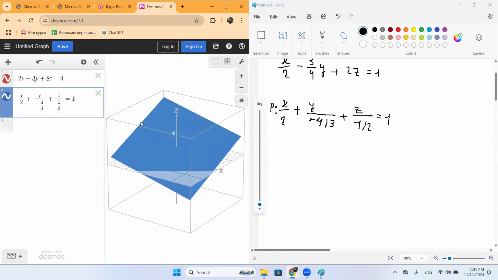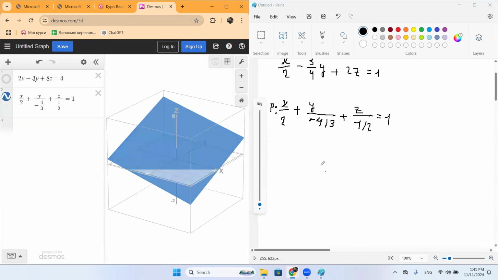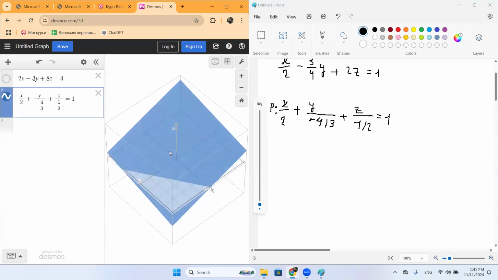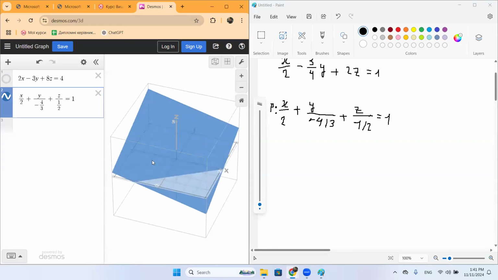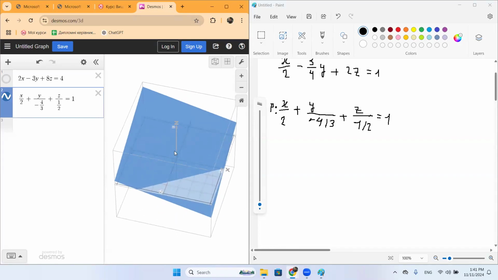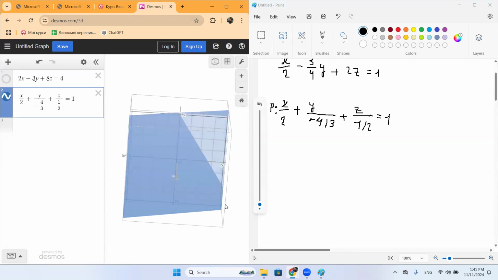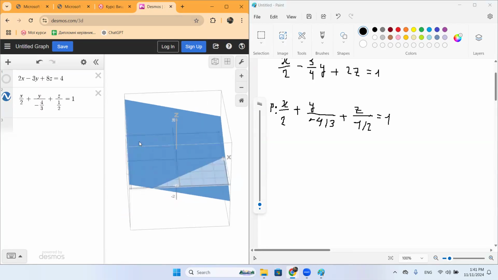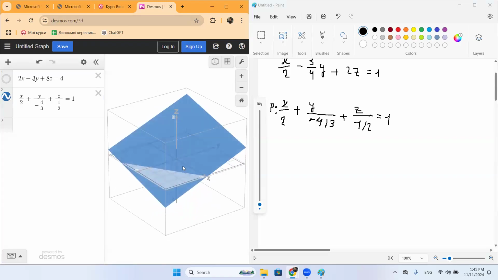So as you see, the planes are matching, and let me make the plane translucent. Yeah, the order of the axes is not usual for us, so the orientation is different. But anyway, we understand.